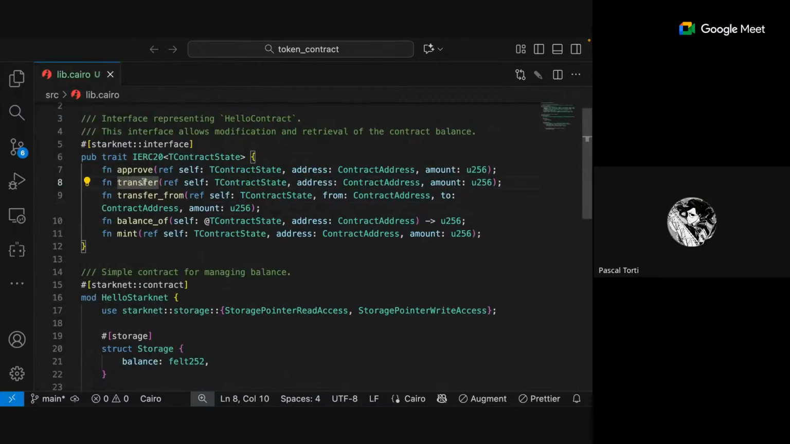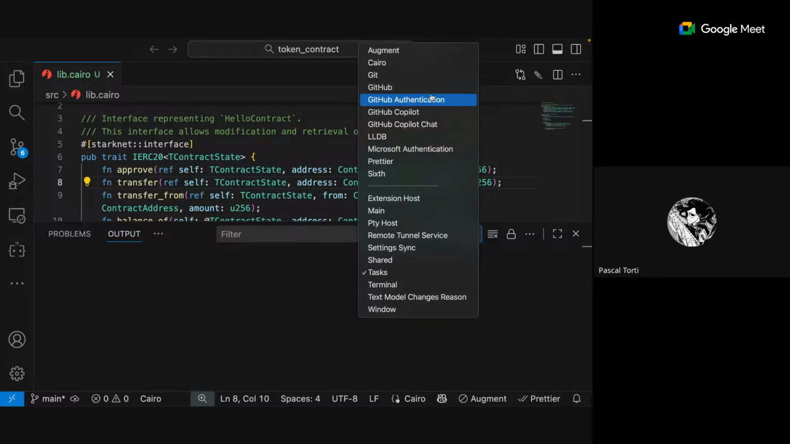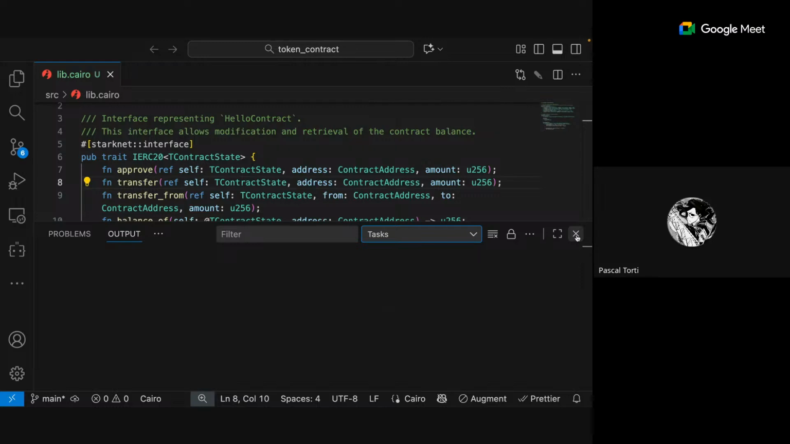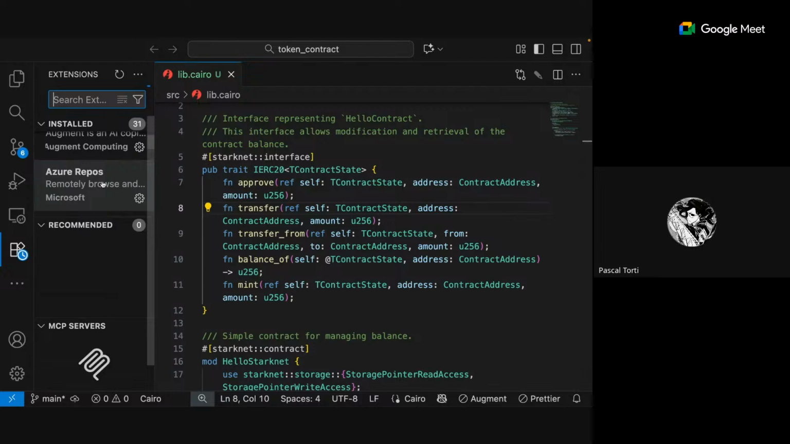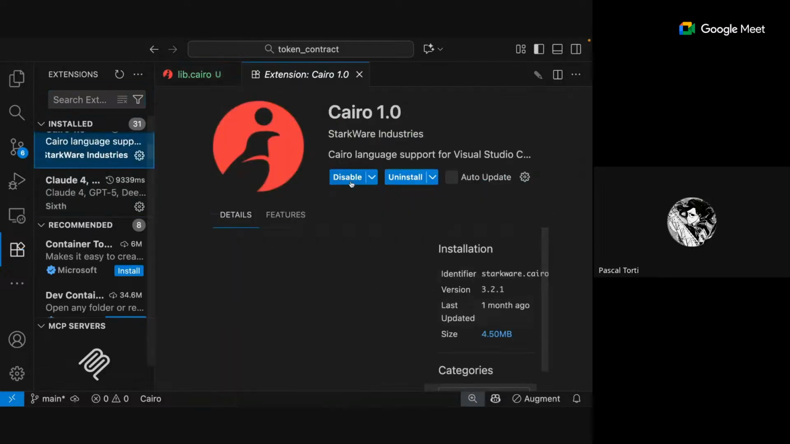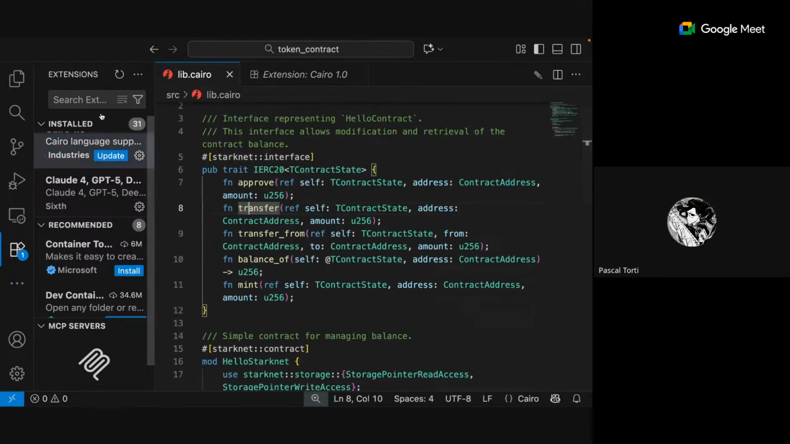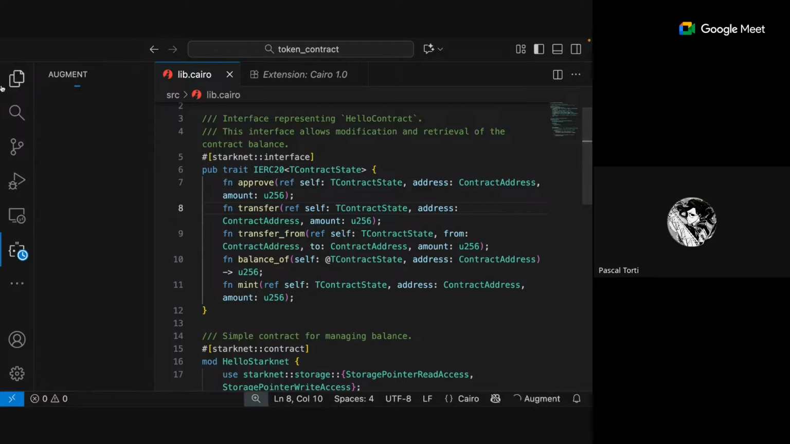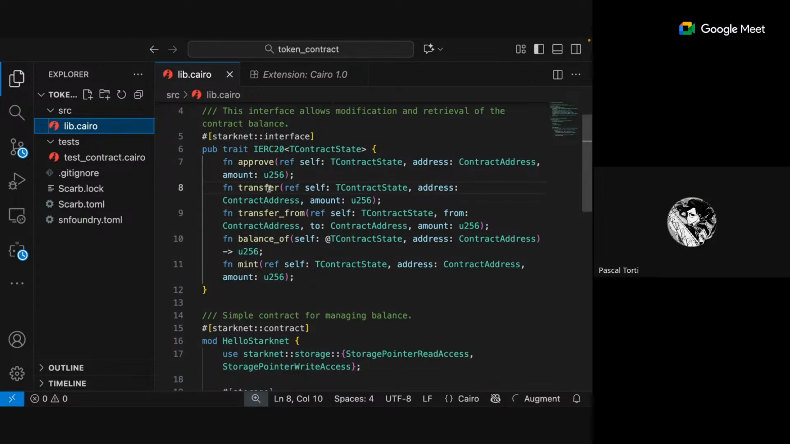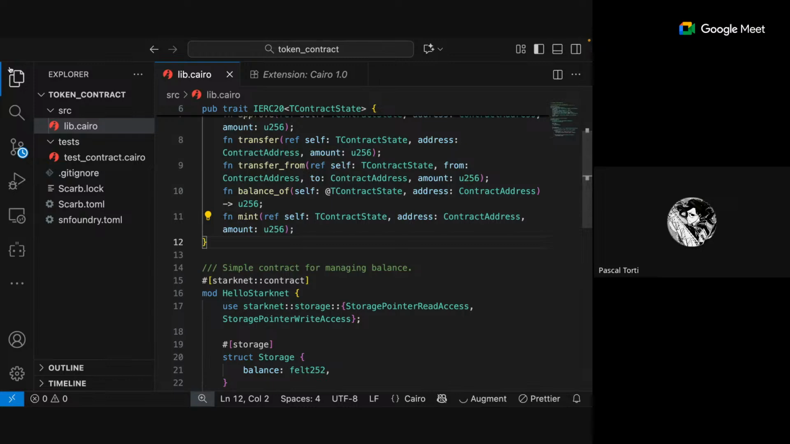This should change color. Yeah. Anyways, let's just continue like that.